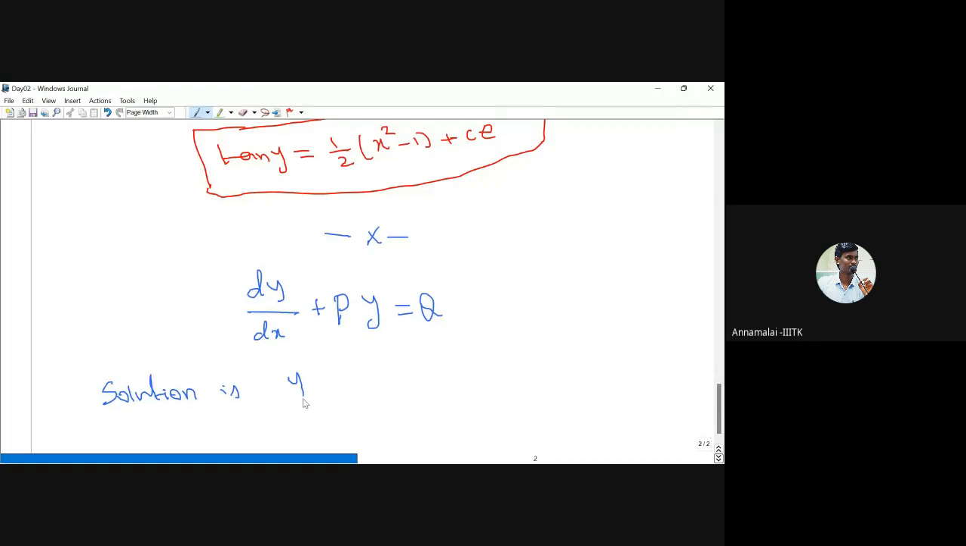y into integrating factor equal to the integral of integrating factor times q into dx plus c, where the integrating factor is nothing but e power integral p dx. Either p is a function of x or p is constant, we can easily find the integration of p dx and then substitute. Just substitute the integrating factor and then integrate the right hand side, and you will get the solution. So this is a very important formula.